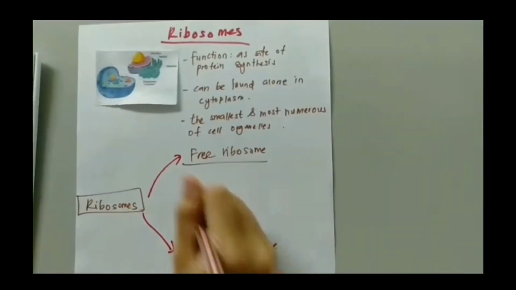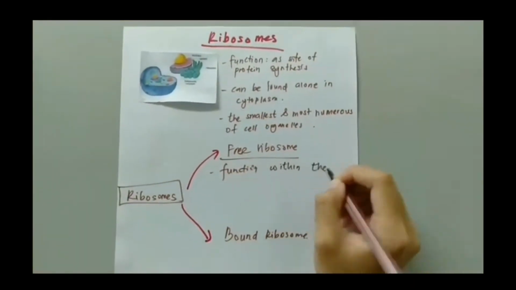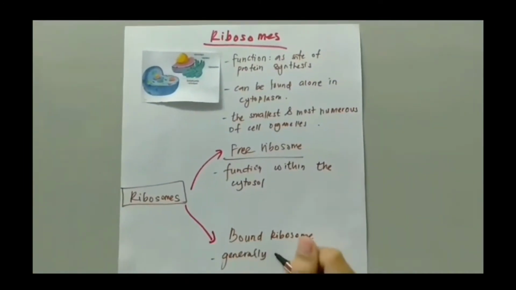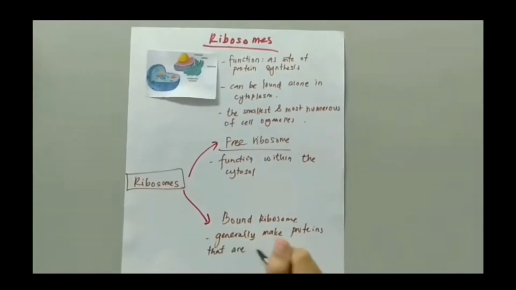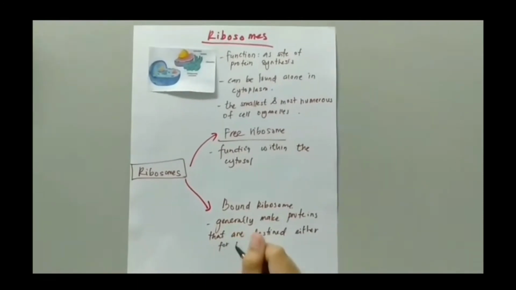Lysosomes are vesicles produced by the Golgi apparatus. It contains hydrolytic enzymes, which are digestive enzymes. It is also known as the cleanup crew.